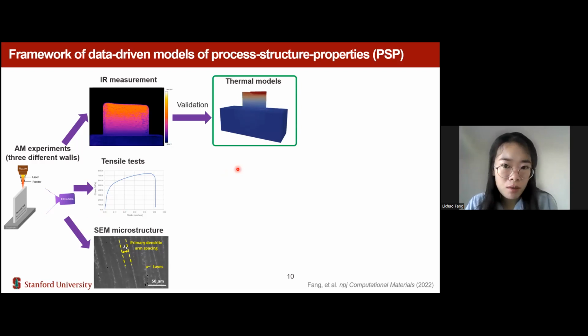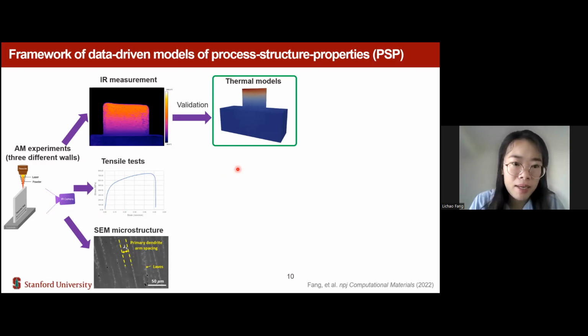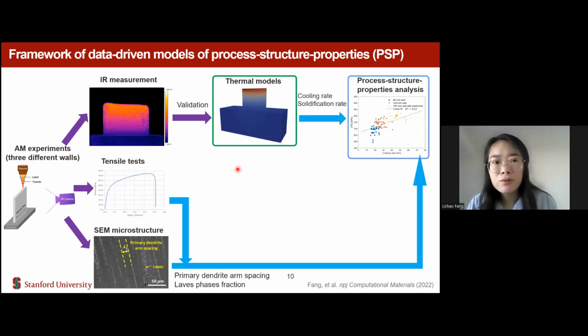We developed thermal models to simulate the temperature field for this whole process. And we used the IR measured data to validate our simulation results. In order to analyze the correlation between the process and the property, we calculated the cooling rate and also the deformation rate from the thermal models. And we also compared the information from the thermal models to the microstructure and the mechanical properties. But we found that the correlation between the strength and the cooling rates is not perfect.